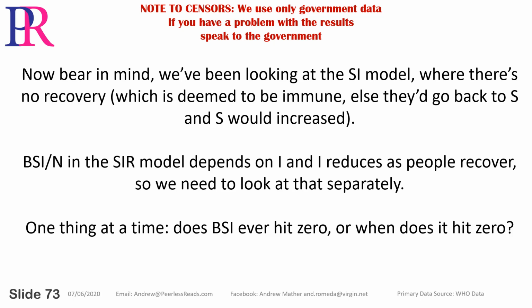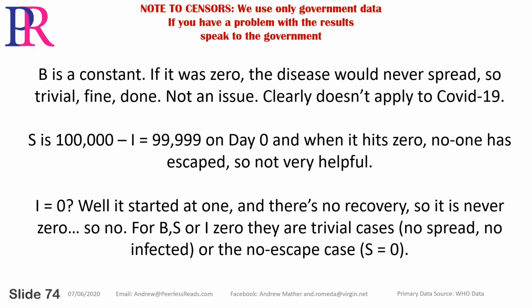BSI over n in the SEIR model depends on I, and I reduces as people recover, so we need to look at that separately, one thing at a time. Does BSI ever hit 0, or when does it hit 0? B is a constant. If it was 0, the disease would never spread. So trivial, fine, done, not an issue. Clearly doesn't apply to COVID-19.